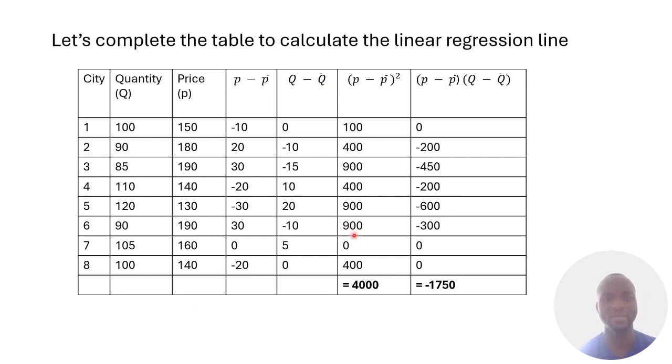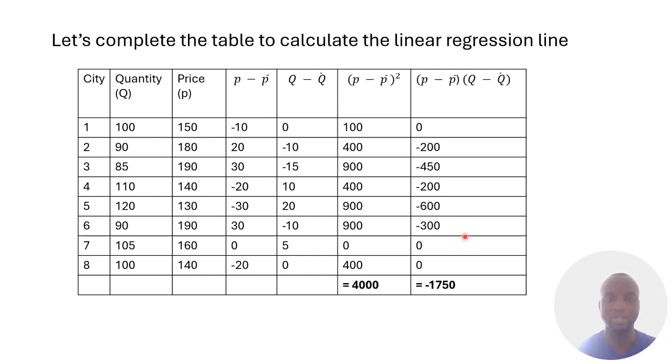Now, the next step requires us to do very simple mathematics. And so let's just be on the safe side here. So remember, average quantity, Q bar, is equal to 800 divided by 8, and that is how we got 100.